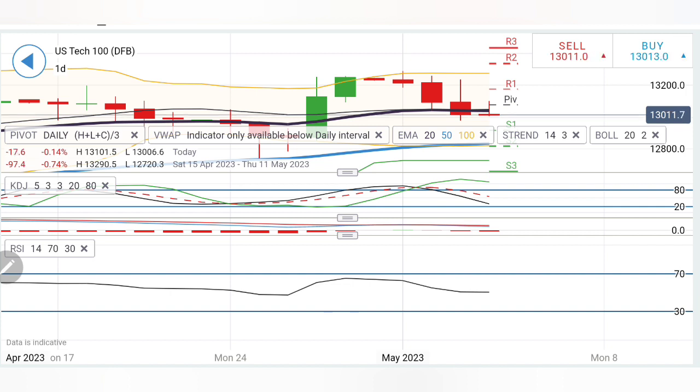These 3 are very nearby, and beyond 120, we can still expect 150 and 200 as the next resistance zone. Take your trades accordingly. Trade with a stop loss, trade with a trailing stop loss. Now let's have a look at Dow Jones.